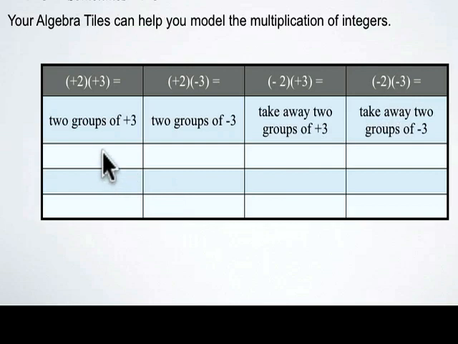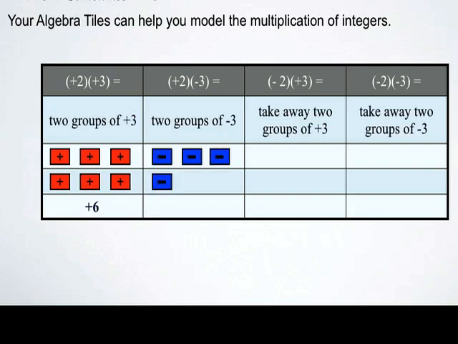So going back to the first example in our tiles, two groups of positive 3 is just two groups of 3 red tiles. Counting them up, I have 6 red tiles, so the answer is positive 6. Two groups of negative 3 will be two groups of 3 blue tiles. Counting them up, 6 blue tiles, or negative 6.